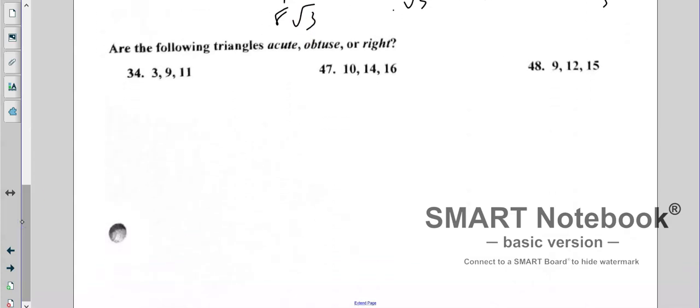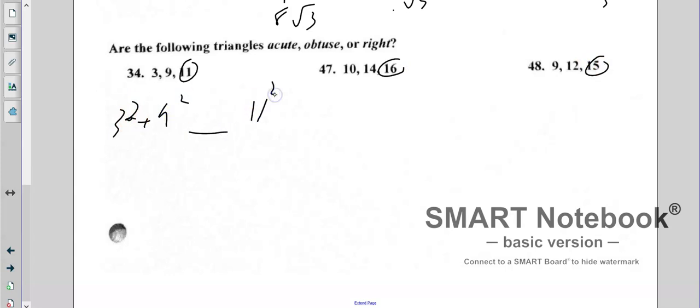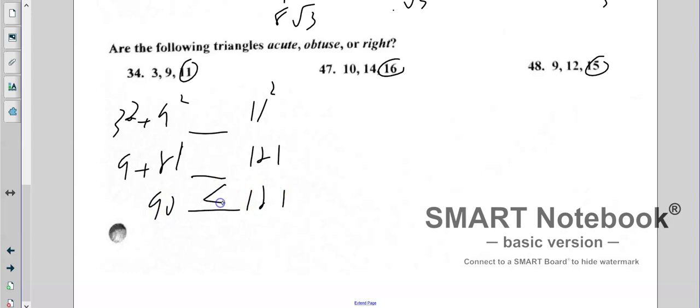All right, the last few. They're in order, but remember, this is your C. So we're going to do 3 squared plus 9 squared, leave a blank, 11 squared. So that's 9 plus 81, that's 90, and 121. 121 is greater. When the c squared is greater, that's obtuse.